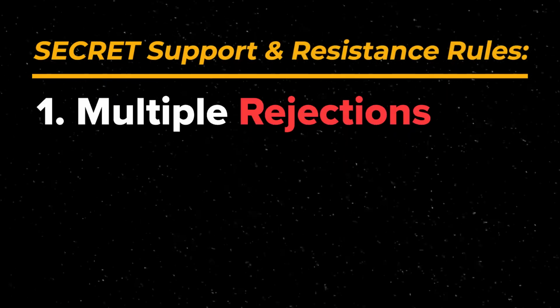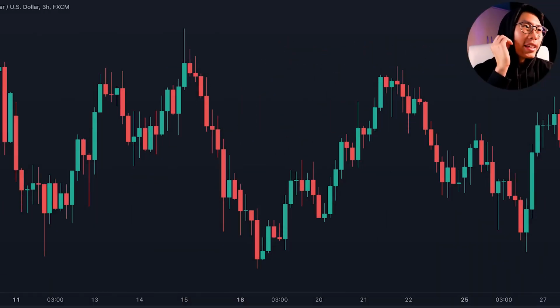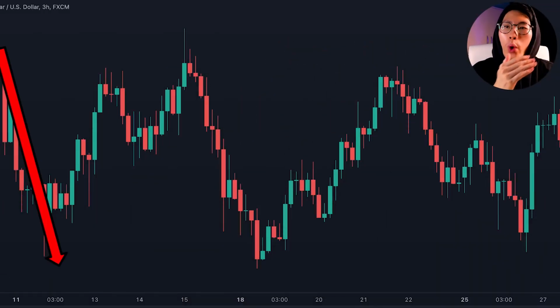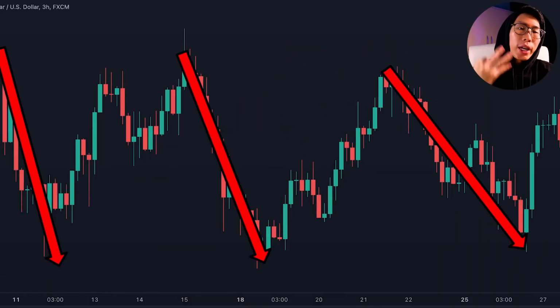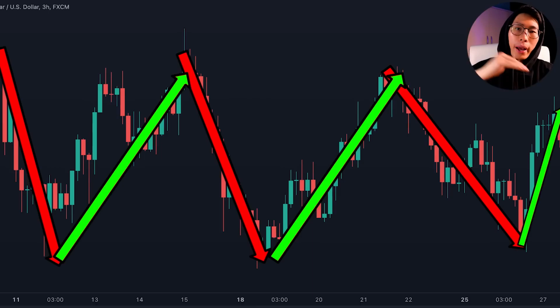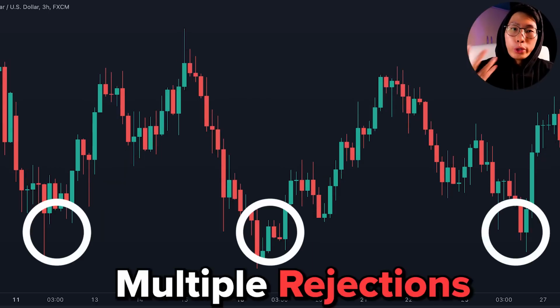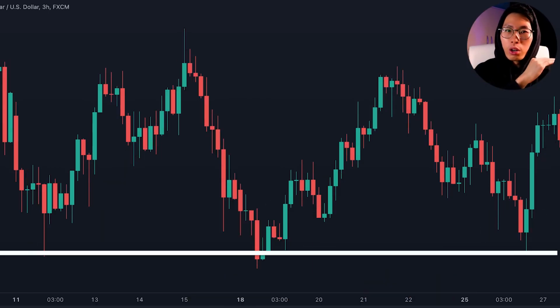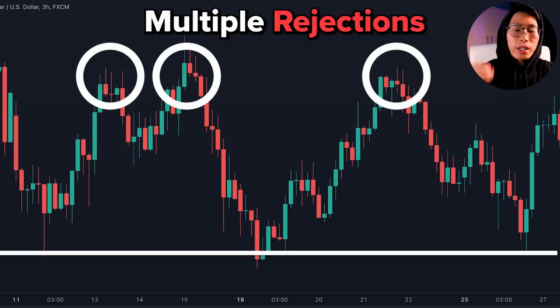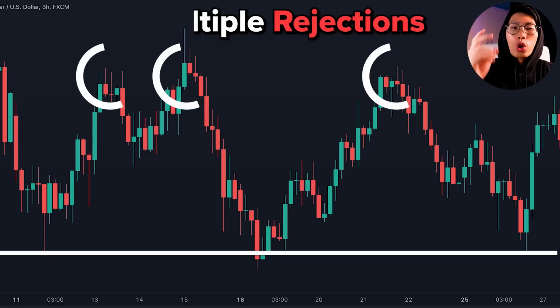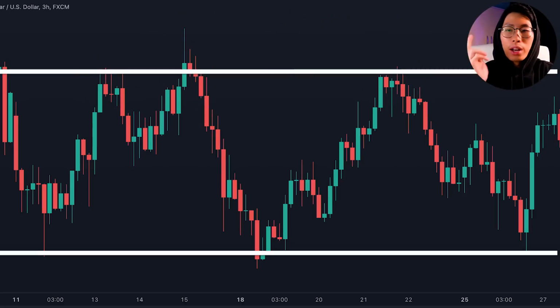The first rule is multiple rejections. You can see in this example, price went down to this level 3 times before reversing back up, showing us multiple rejections. So we can draw a support level right here. Next, every time price went up to this level, it always rejects this level and reverses. So we can draw another resistance level right here.